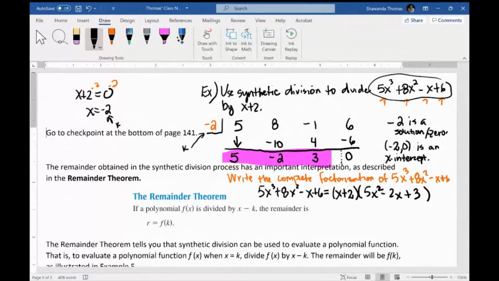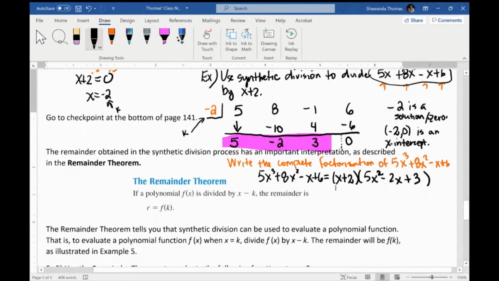Yeah, we're figuring it out together, so don't feel bad. I wanted it to work out, but I don't think it's factorable. All right, but this is what it tells us, that x plus 2 times 5x squared minus 2x plus 3 are factors of 5x cubed plus 8x squared minus x plus 6. If you really want to check, you could multiply all that, but we're not going to do that.